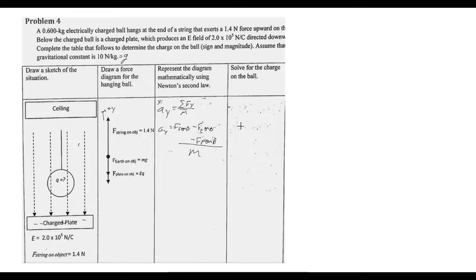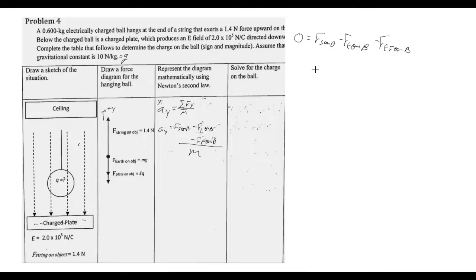One thing I want to point out: because this is balanced, I'm assuming it's not accelerating, these forces have to be balanced, right? Which means that these have to all add up to 0 acceleration. So we get 0 is equal to force string on ball minus force earth on ball minus the force of the plate, which is actually the E field, so force E field on ball. And this is all equal to 0 divided by m, but if you multiply m by both sides, you just get this.